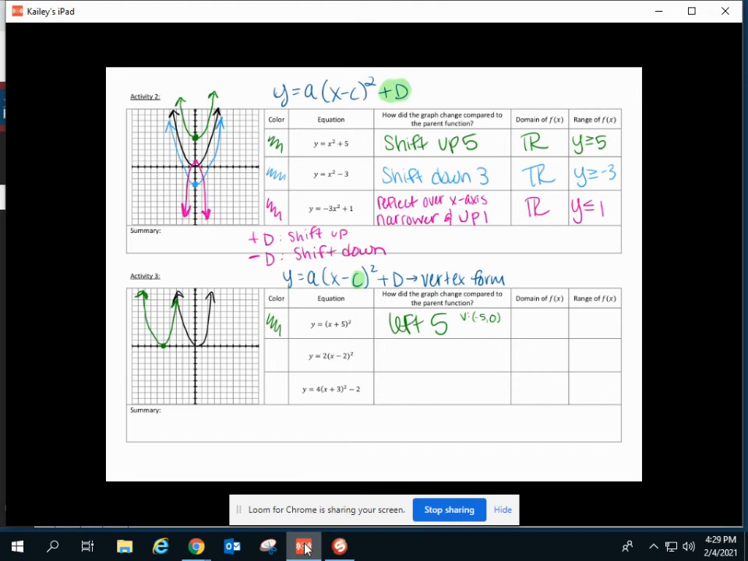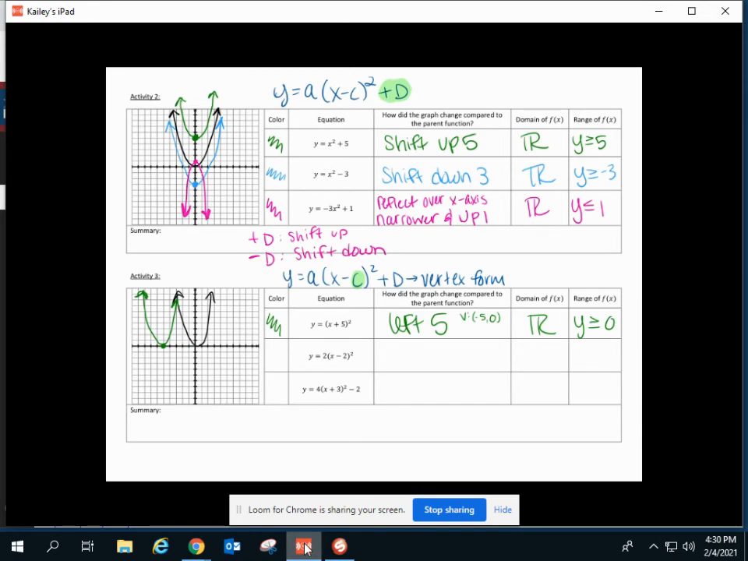So amazing. I know, you're overwhelmed. Okay, so the domain of this one, all real numbers. Big surprise. The range, thinking about our y value, still stayed at 0, and it's facing up, so that would be greater than or equal to 0.